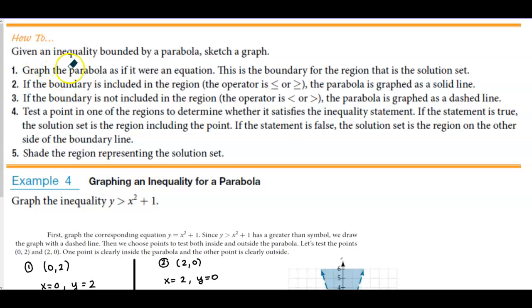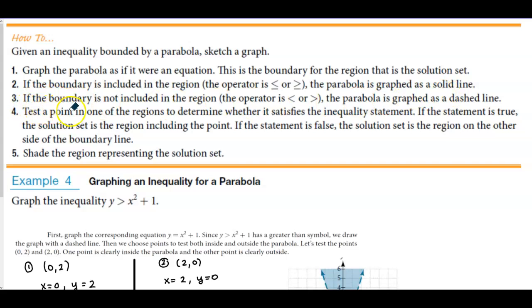Okay, if we're given any inequality bounded by a parabola, we want to sketch a graph. Number one, we're going to graph the parabola as if it were an equation. This is the boundary for the region that is the solution set. Number two, if the boundary is included in the region, the operator is less than or equal to or greater than or equal to, then the parabola is graphed as a solid line.